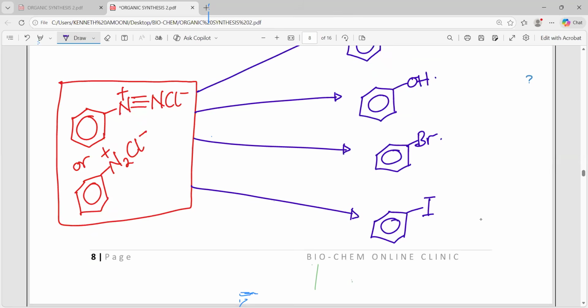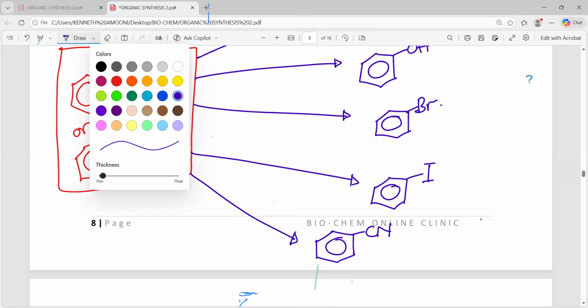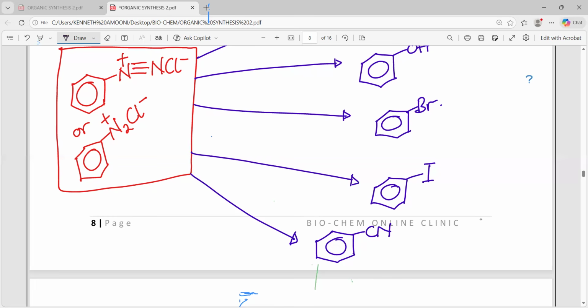Benzene diazonium chloride can be converted to phenyl nitrile. You're seeing that? So which conditions are we going to use? Here, to convert this, I'm starting from down, you use potassium cyanide in the presence of copper 1 cyanide, then you warm. There is no heating in that case.